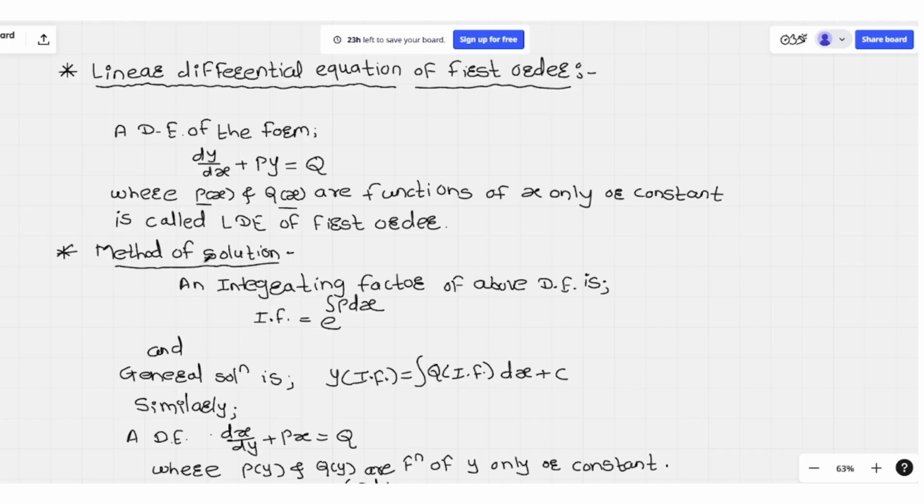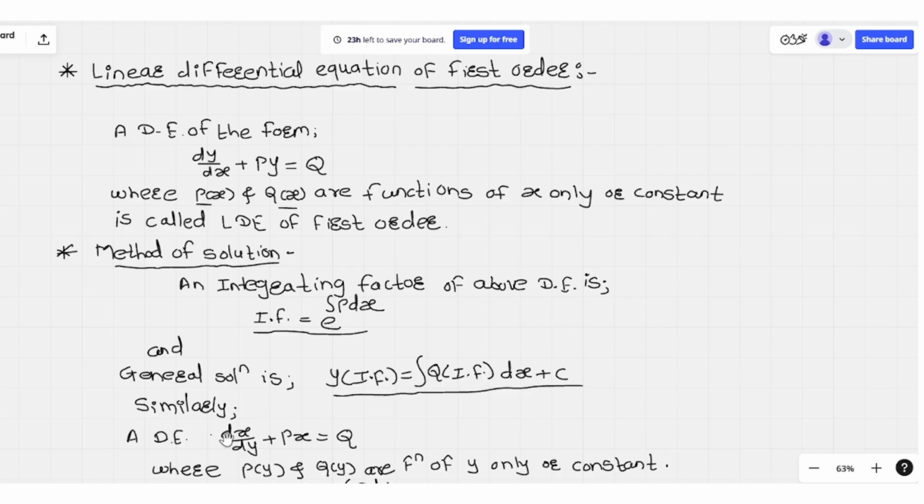Now let's discuss the method of solution. In this type of differential equation, first we have to calculate the integrating factor. The integrating factor is e raised to integration of p dx, and the general solution, which we always write in terms of the dependent variable y, is y into integrating factor equals integration of q into dx plus c. So this is all about a linear differential equation which is linear in y.